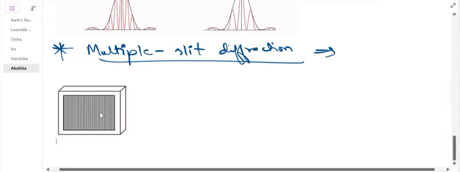So what is a diffraction grating? It is a series of very thin fine parallel slits. So these are the slits. These are not lines actually. Understood? And they are mounted over a glass plate.